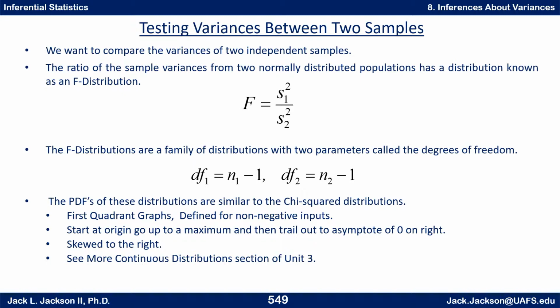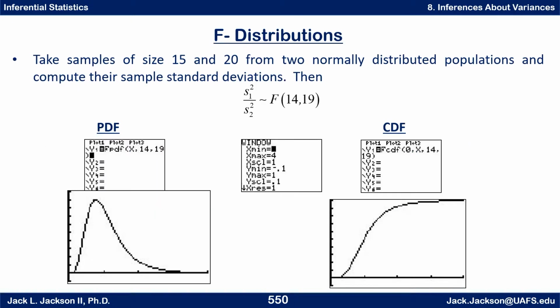The PDFs of these distributions are very similar to chi-square distributions. They're first quadrant only graphs. They're not defined for negative inputs, or they're 0 for negative inputs. We start at the origin, go up to a maximum, and then trail out to an asymptote of 0 on the right. So they're skewed to the right. Go back to unit 3, where I talk about this some more, if you want a little more than I'm going to give in this very brief overview.